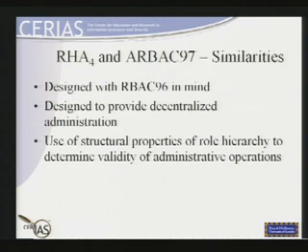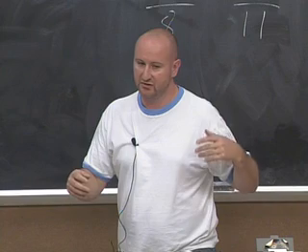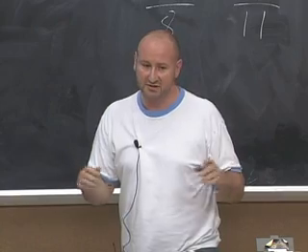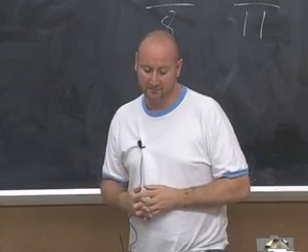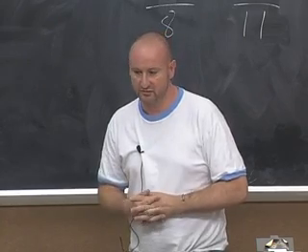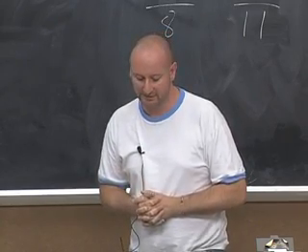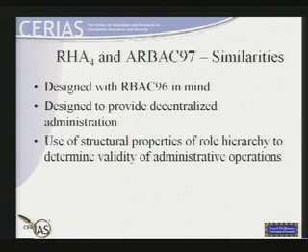So the model that I developed and RBAC 97 have some similarities. They were both designed to interoperate with RBAC 96. As I said before, this was the natural role-based model to use at the time. The intention was to somehow decentralize administration, to give certain administrative roles responsibility for certain parts of the hierarchy. This was to get away from this idea of a super user or a super role that could control the whole hierarchy. And we both attempt to use structural properties of the role hierarchy to determine whether an administrative operation should succeed.